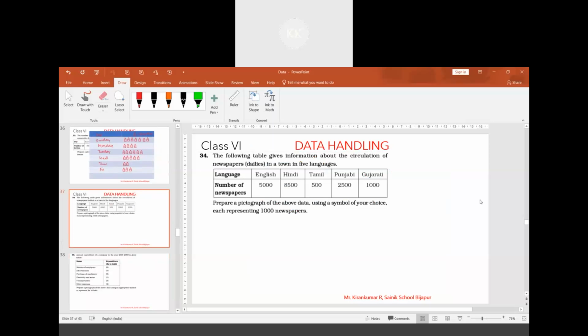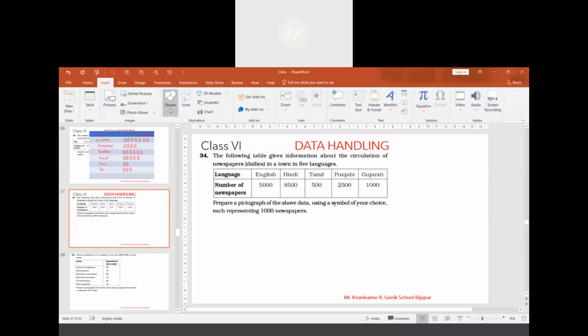We have to make a pictograph. Here the languages and the number of newspapers are given. And they have asked us to represent using any symbol of your choice. So you can select any symbol and make this. One symbol represents 1000 newspapers. How do we mention 8500? 8 complete symbols and one half of the symbol.